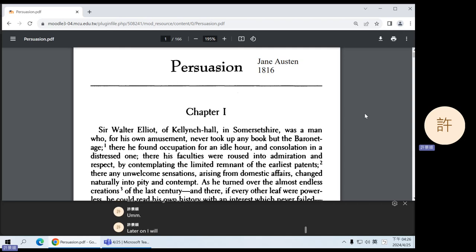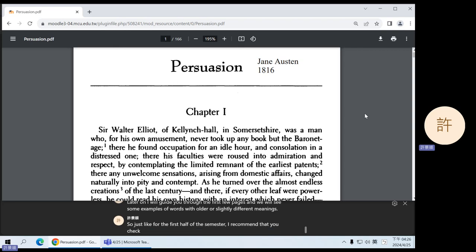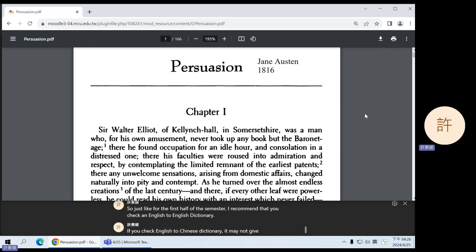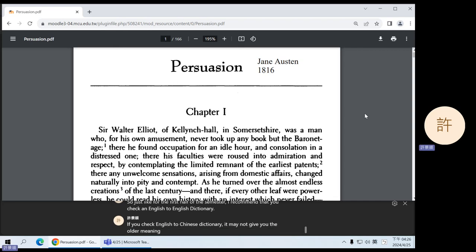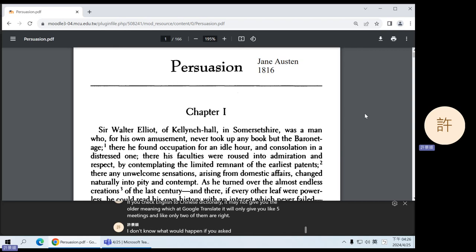Later on, I will guide you through the first few pages, and we will see some examples of words with older or slightly different meanings. So just like for the first half of the semester, I recommend that you check an English to English dictionary. If you check an English to Chinese dictionary, it may not give you the older meaning. If you check Google Translate, it will only give you like five meanings and only two of them are right. I don't know what would happen if you asked ChatGPT, but I don't trust it.